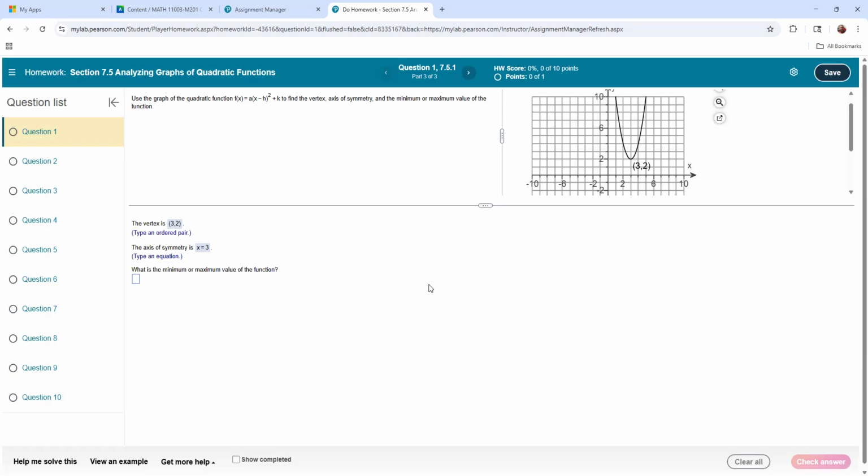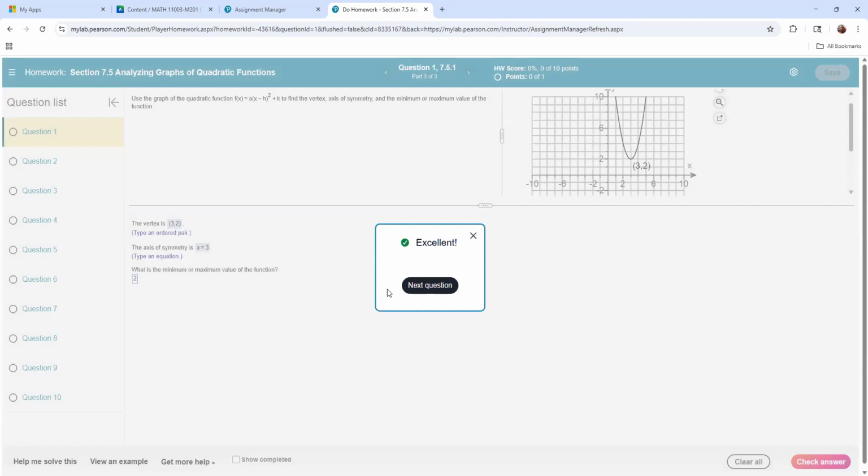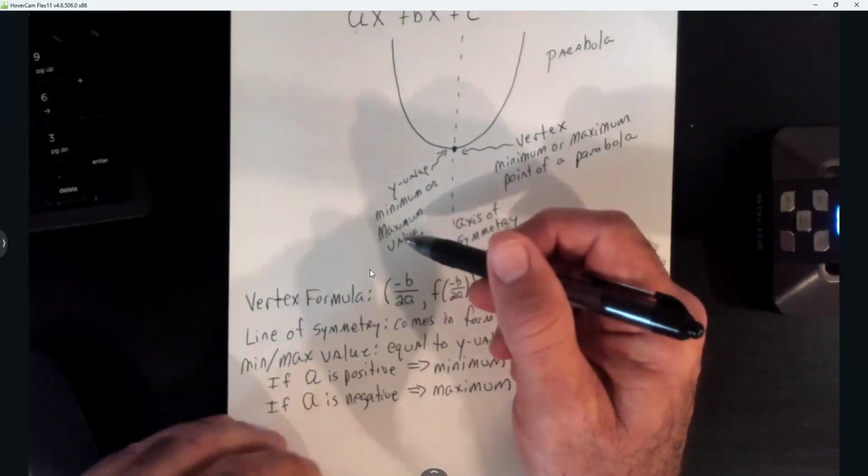Then they're going to want to know what is the minimum or maximum value of the function. So we said that was equal to the y value. They're giving me the y value of 2. So in the box, you would put a 2 on that one. Now, the minimum or maximum does not have an equation. You're just putting the value. So that would be 2, and then you'd be done with that. So that first one, they gave you a picture of the graph and just wanted you to find the stuff on it.